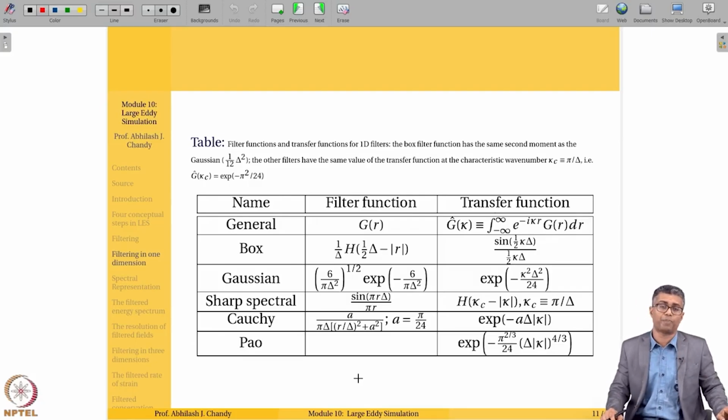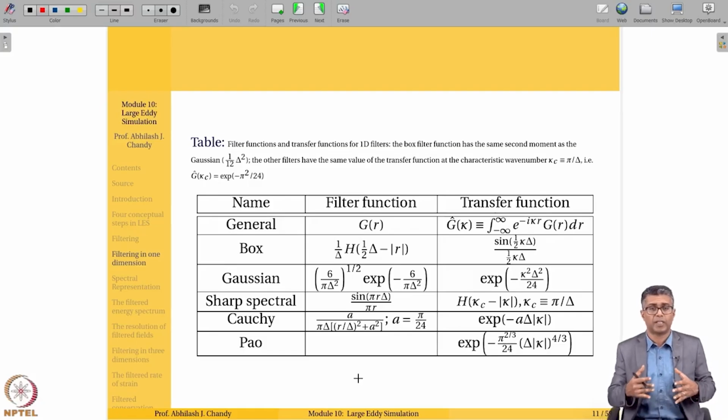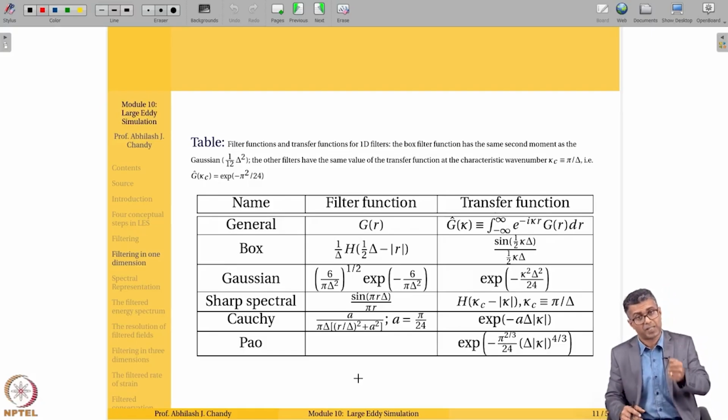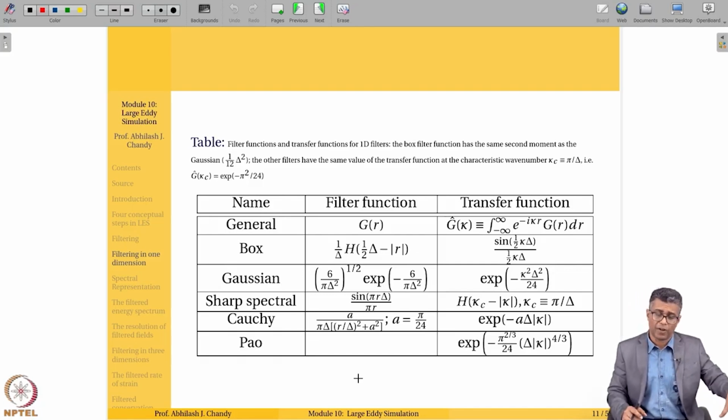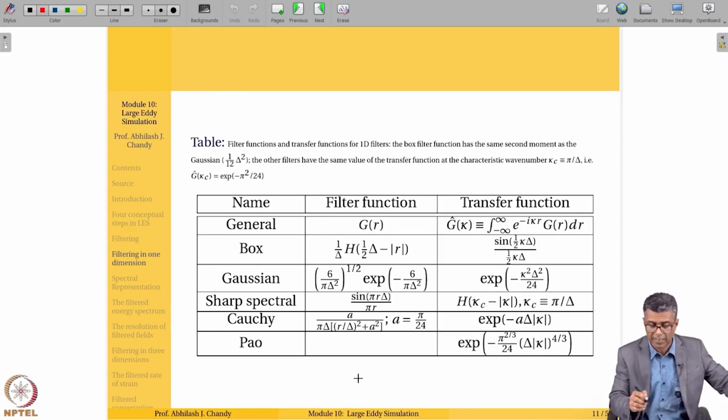And this is sort of a preview. We are going to be dealing with the Navier-Stokes equations in Fourier space like we did for DNS. We'll do the same thing for LES. Naturally, the filter function has to be in wave number space or spectral space. So this is what we are referring to as the transfer function, which is basically a Fourier transform of the filter function. And this is how it is defined.